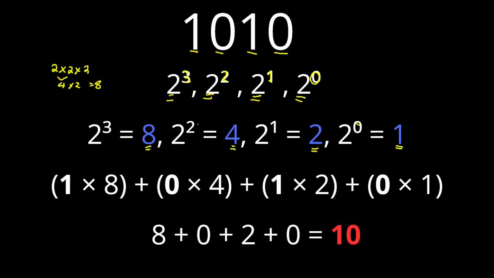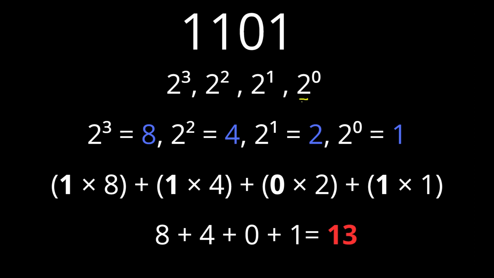Now, knowing these values, we need to multiply them with the binary number 1010. We have 1, 0, 1, 0. Now 1 times 8 will be 8. 0 times 4 will be 0. 1 times 2 will be 2. 0 times 1 will be 0. Now we add these values. 8 plus 0 is 8, plus 2 will give you 10.